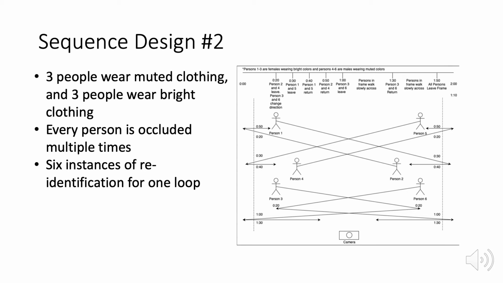Finally, persons 3 and 6 move diagonally, including each other twice, before they leave the frame at 60 seconds. All persons then return to the frame 30 seconds after they have exited, and this process is repeated 3 times for a total of 4 minutes and 30 seconds.